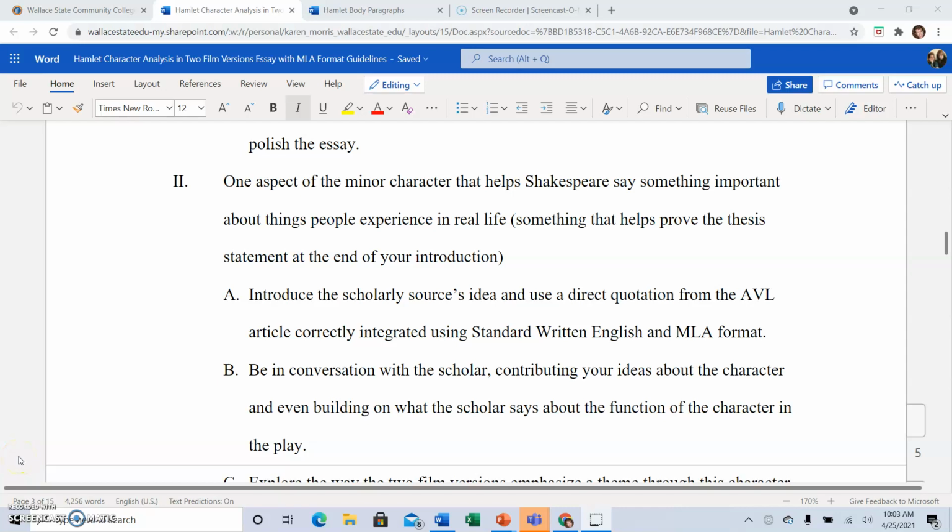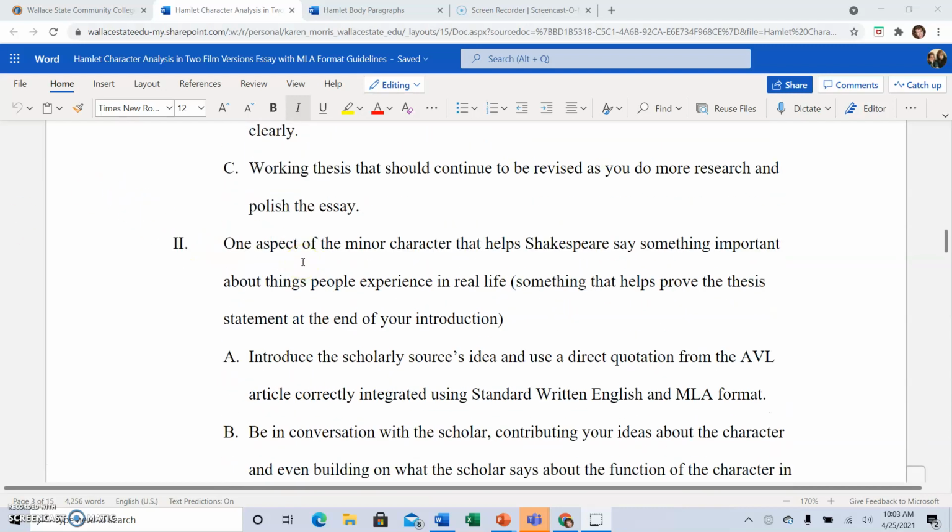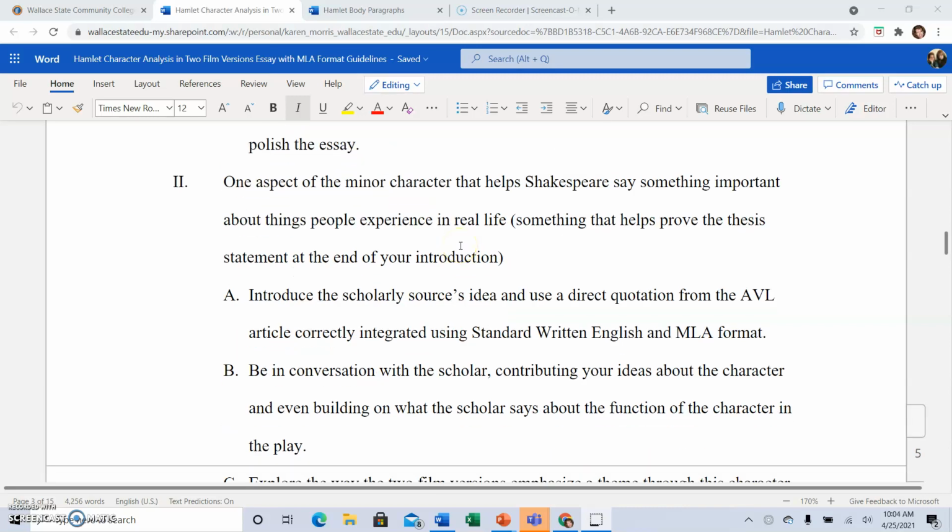Here are some reminders about writing your body paragraphs for the minor character analysis in Hamlet. So your body paragraphs start after the introduction. Of course, you're going to have a working or an actual thesis at the end of your introduction. So make sure your thesis is really clear. It states something about the theme that you're going to be exploring using a minor character.